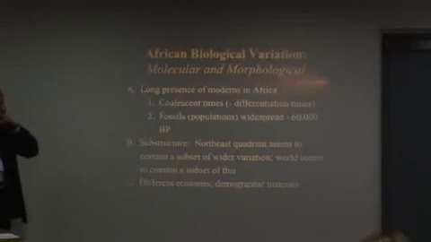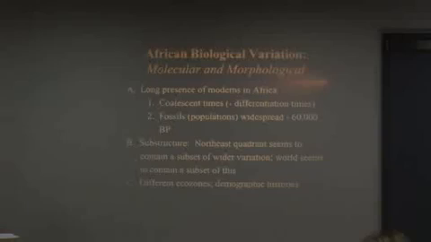The northeast quadrant of Africa seems to contain a subset of wider variation in Africa, and maybe the rest of the world contains a subset of this. In Africa, you have different ecozones and different demographic histories, and therefore we should expect a large amount of variability.